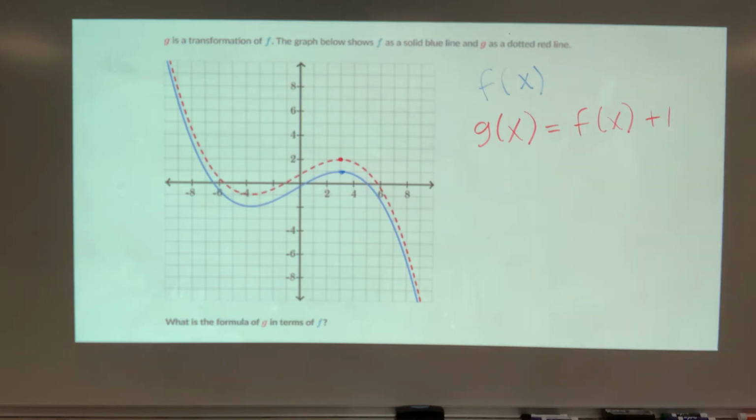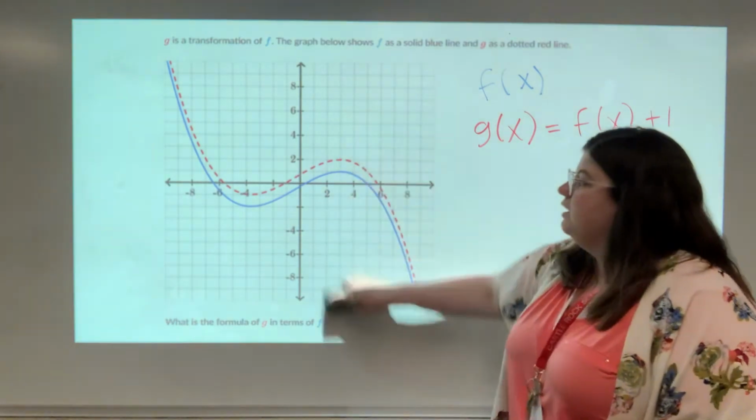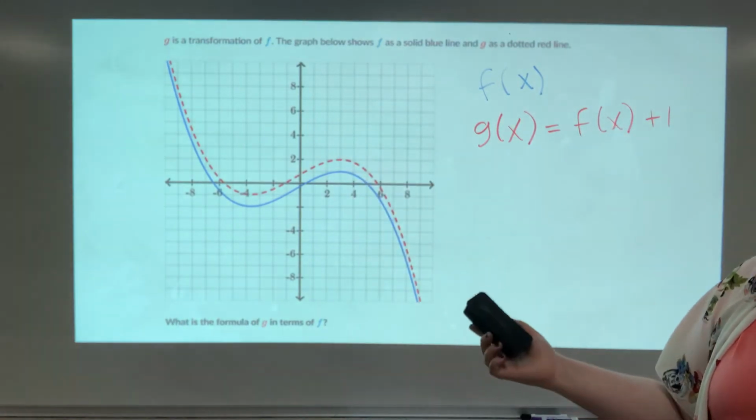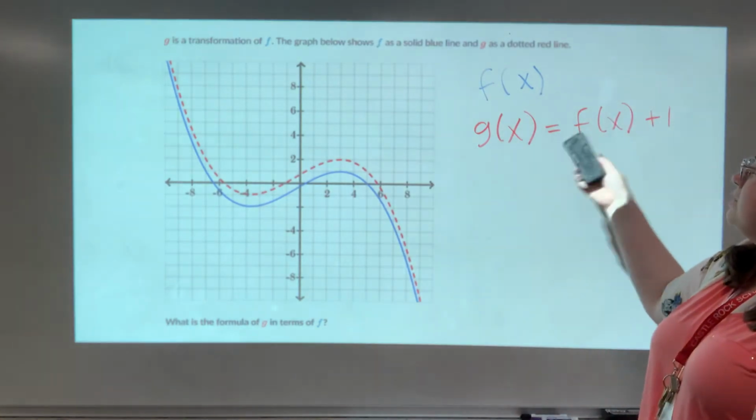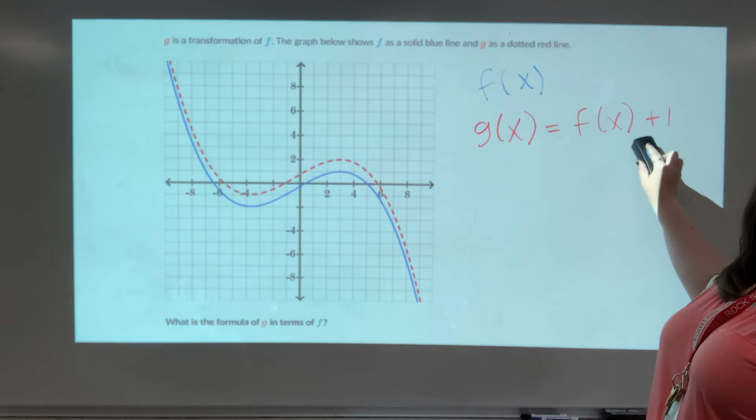We're going to do a couple examples of these, so don't get too worried if this isn't making sense yet. Again, here I'm seeing they look pretty much the same. It's just a shift. So g of x equals my original function plus 1.